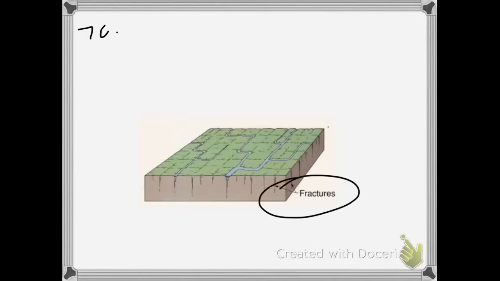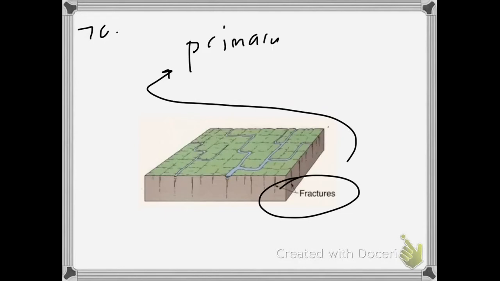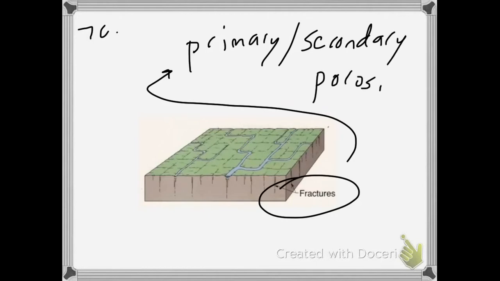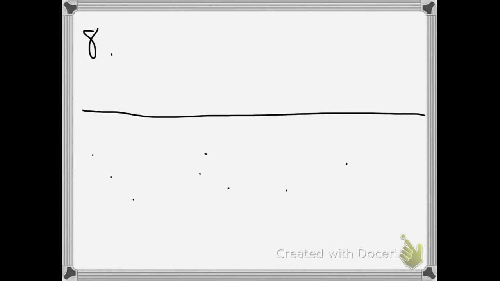Okay, the key to this picture is what I've circled here, fractures. So would this be an example of primary or secondary porosity? Primary or secondary porosity? And this one is secondary because primary porosity only is formed when the rock is deposited. So if you have fractures in your rock, that indicates that it could be a crystalline, igneous, or metamorphic rock.